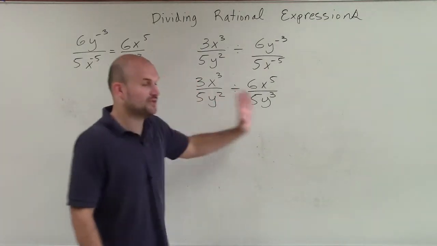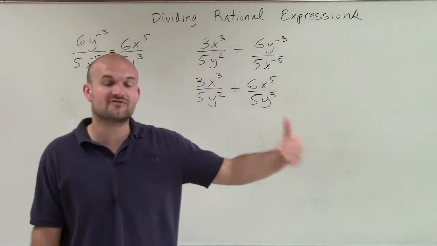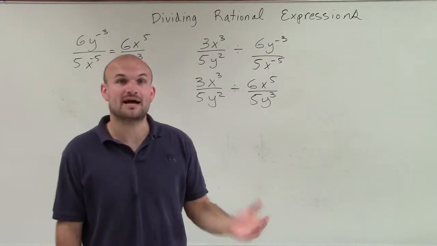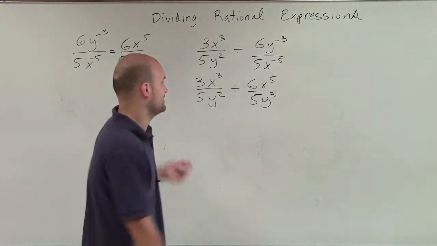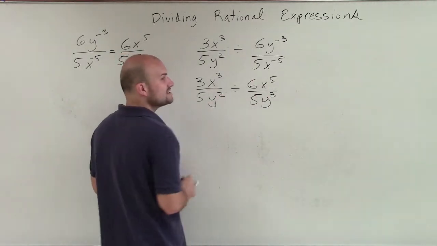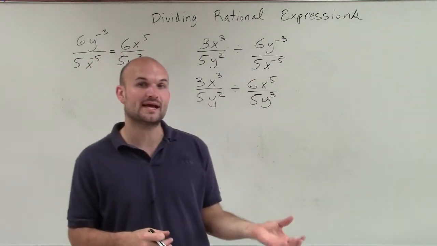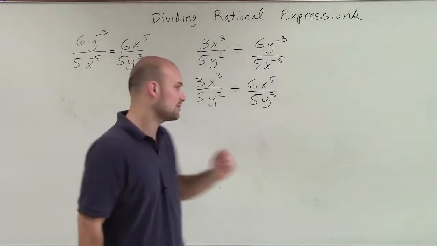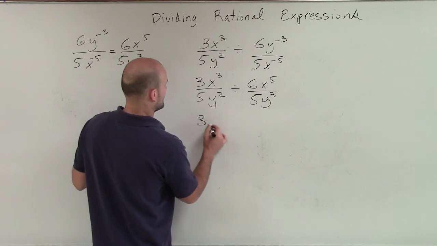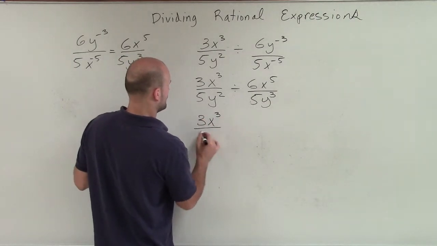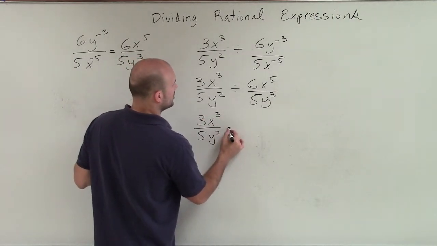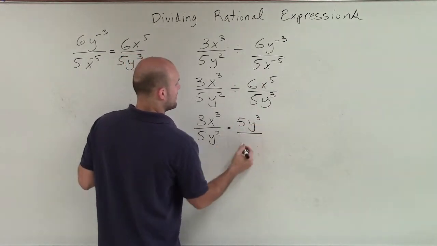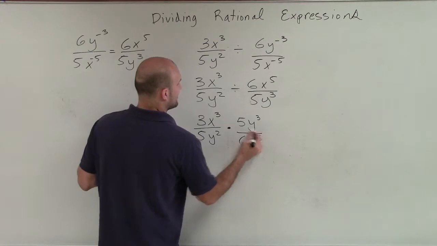However, remember division is the exact same operation as multiplying by its reciprocal. So I'm going to change this from a division problem to a multiplication problem, but I can't just multiply by the same numbers. I have to multiply by the reciprocal. So I'll rewrite this as 3x cubed over 5y squared multiplied by the reciprocal, which would be 5y cubed over 6x to the fifth.